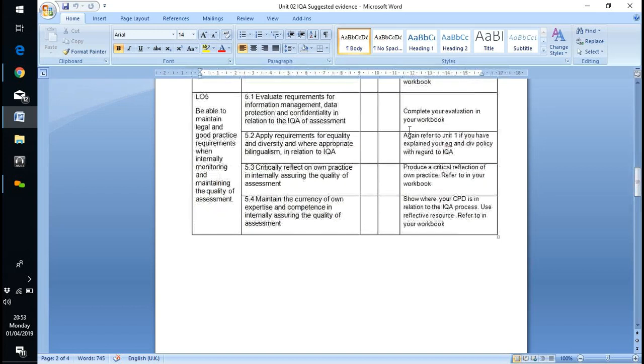Again, this totals up to actually 4.2. Evaluate what requirements you have for information management, data protection and confidentiality. So you complete an evaluation of that really, looking at what the procedures are when they come in and out, what the time limits are on them, whether they're reasonable. Make an evaluation basically of the management process that you have for that particular thing to happen.